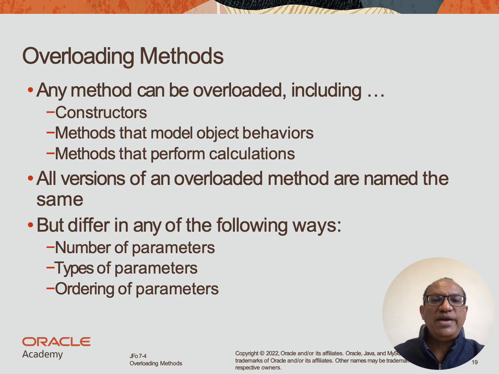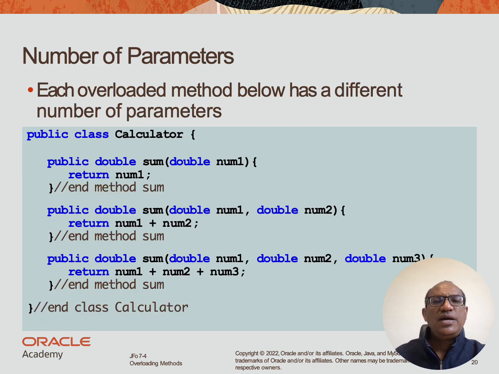So let's zoom out. Any method can be overloaded, not just constructors. All versions must have the same method name, but a different signature, meaning number, type, or order of parameters. Let's say we've got a calculator class. You can write 3 overloaded methods as you see in the slide. Different number of parameters means valid overloading.